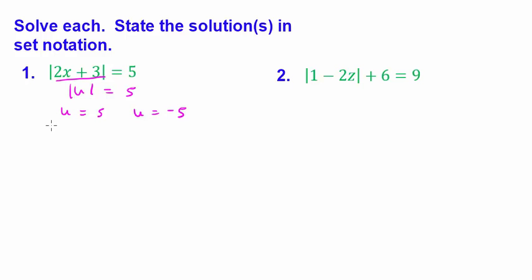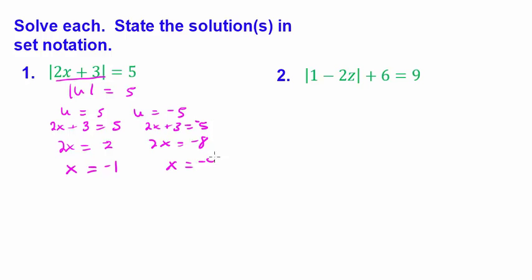Put back in our expression 2x plus 3, and now we have 2x plus 3 equal to 5 and negative 5. Now we can go ahead and solve these two linear equations. So we'll have 2x is equal to 2, and 2x is equal to negative 8, and so x is equal to 1, and finally x is equal to negative 4.